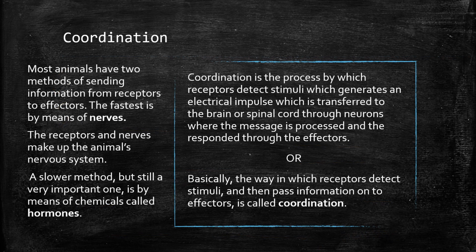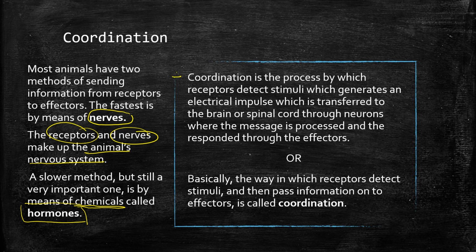Then, most animals have two methods of sending information from receptors to effectors. The fastest is by means of nerves, as we said. The receptor and nerves make up the animal's nervous system. A slower method, but still a very important one, is by means of chemicals called hormones. But you don't need to really focus a lot on that.